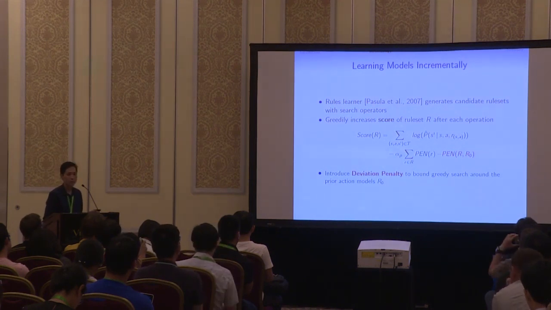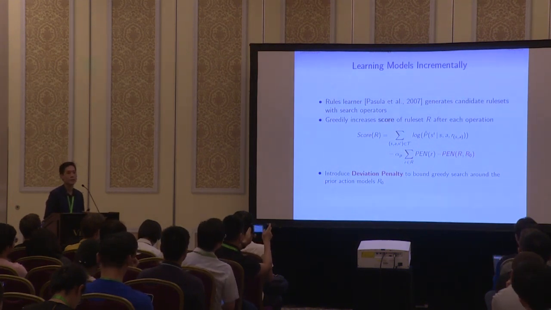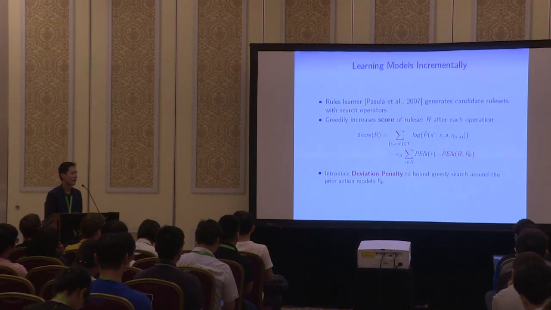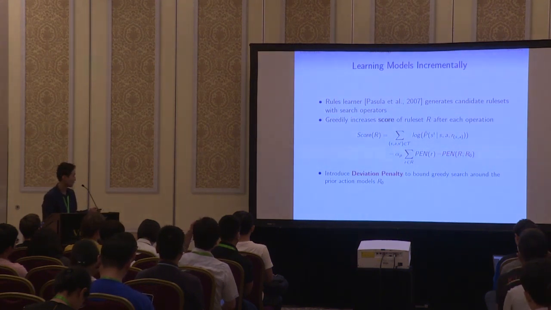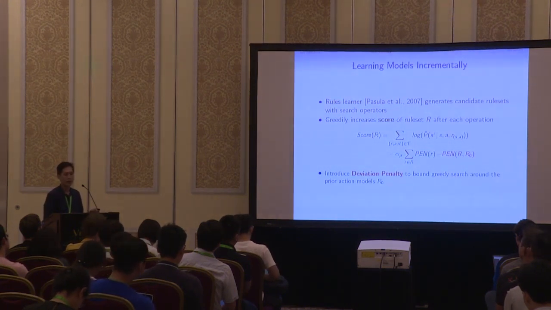To learn the action models incrementally, we extend upon an existing rules learner from Pasula. What this learner does is that it starts a greedy search from an empty set of models. It will then randomly select a search operator. For example, we have a search operator that adds a predicate to, for example, the precondition of an action model. By adding a different predicate, it could generate a set of candidate rule sets. And it could then evaluate the score of these candidates with a score function that is shown here. At every step, it could greedily increase the candidate rule set, so you could select the rule set with the highest score. You could discard the rest of the candidates, and then you could apply another search operator in the next step. The search stops when the score could no longer increase.